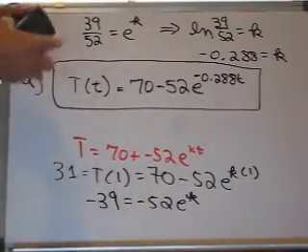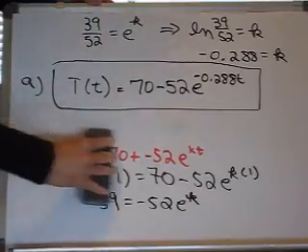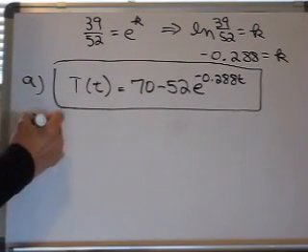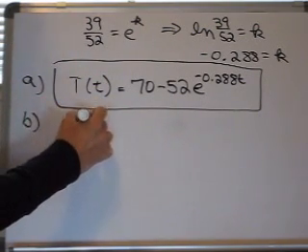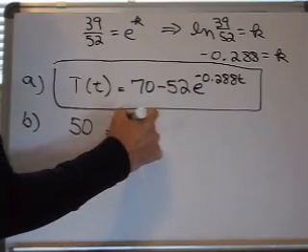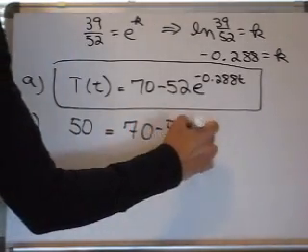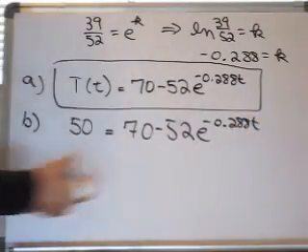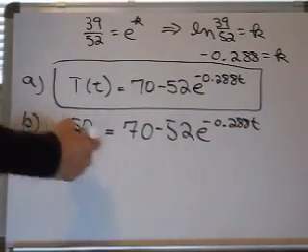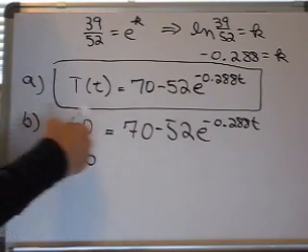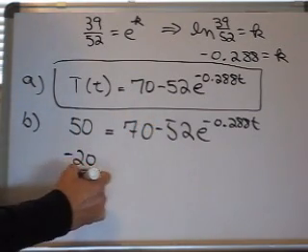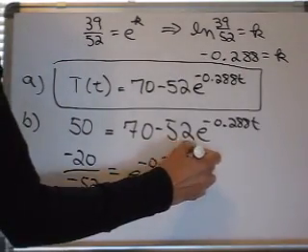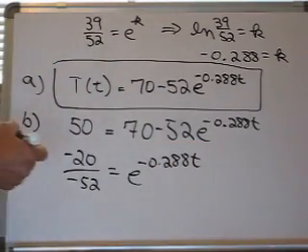Part B asked when the thermometer will read 50 degrees. So I need to substitute in 50 degrees for the temperature and solve for the time. To do that, I can subtract the 70 from both sides and get negative 20. And then I'm also going to divide by this negative 52. And then I can natural log both sides.